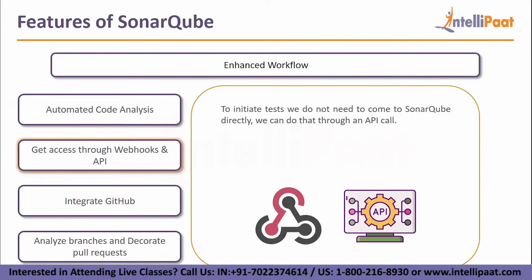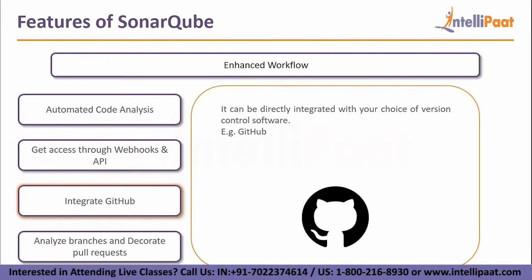Get access through webhooks and API. To initiate tests, we do not need to come to SonarQube directly. We can do that through an API call. If you do not want to install SonarQube directly, you can use an API or a webhook to call it and test your program with it. Integrate GitHub. It can be directly integrated with your choice of version control system, which is mostly going to be GitHub. SonarQube can be integrated with GitHub, and then it can find errors in the version of the code you're using or the code you're developing.